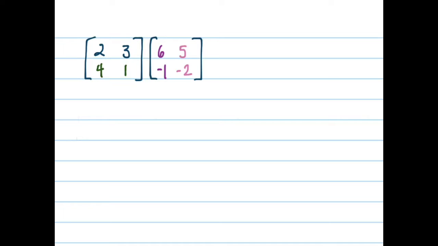So let's try one that doesn't just have 1 column in that second matrix. Here I have a 2 by 2 matrix for my first matrix, and I also have a 2 by 2 for the second matrix. So when we look at it, we know that they're going to be able to be multiplied together because our column number in my first matrix matches my row number in my second matrix. So my answer is going to have to be a 2 by 2.